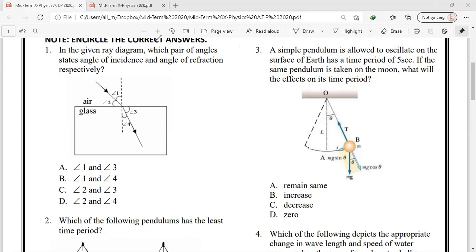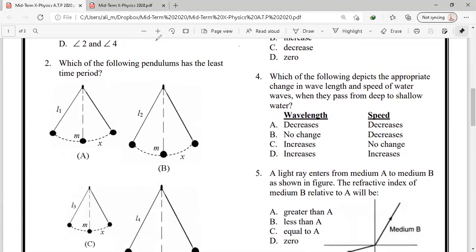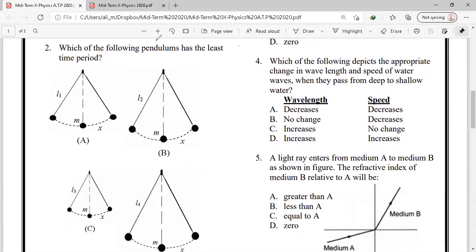So let's come to the next questions, question number 2 and question number 4. Which of the following pendulums has the least time period? In those four pendulums, they all have different lengths. Time period is directly proportional to the square root of length, so the greatest length will have the greatest time period. So option D is the correct answer for question number 2.